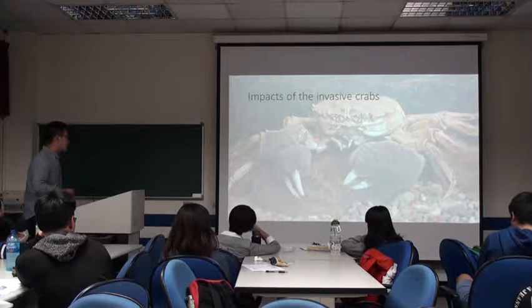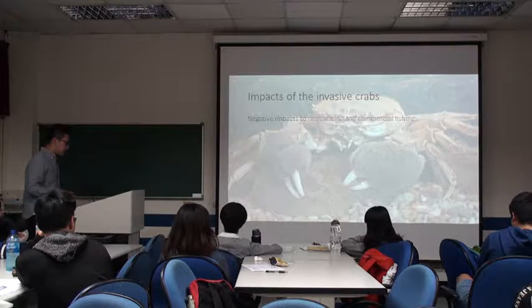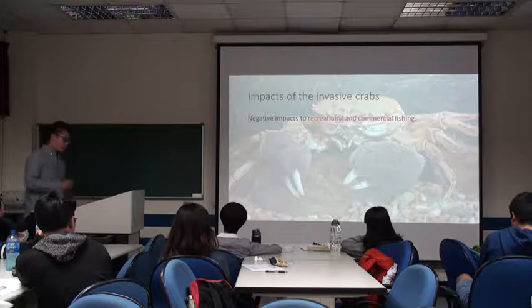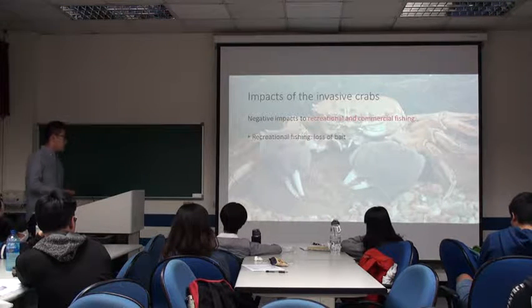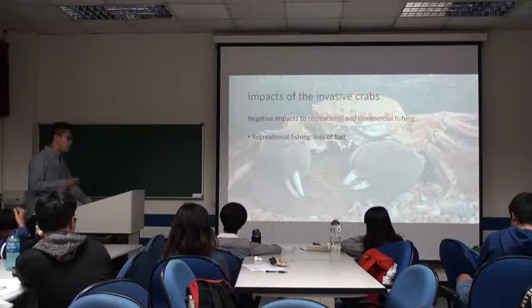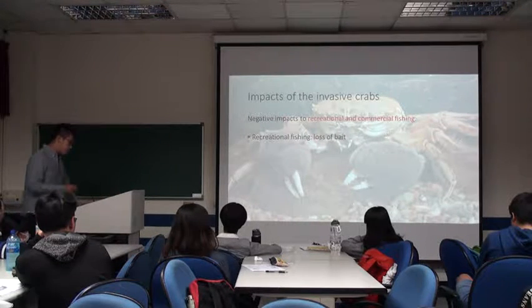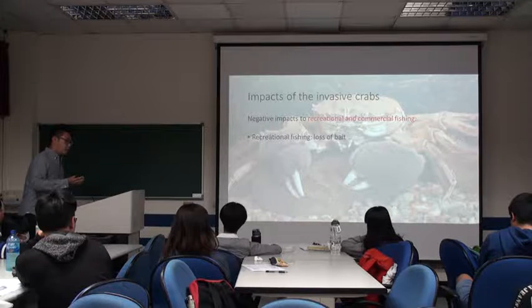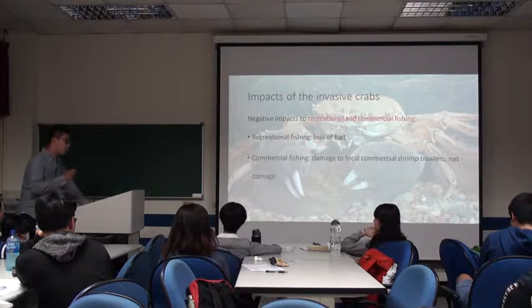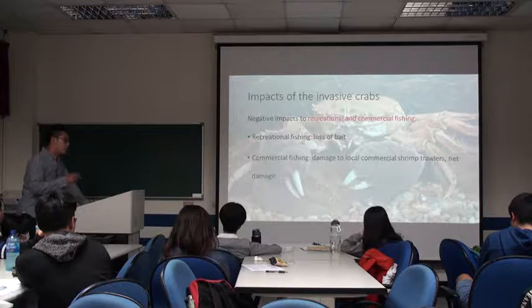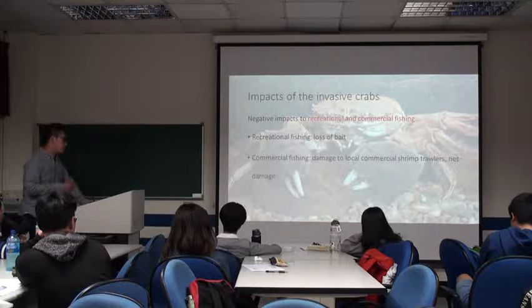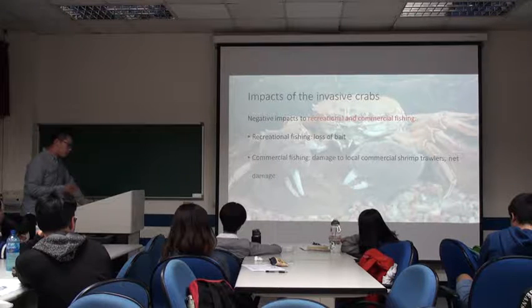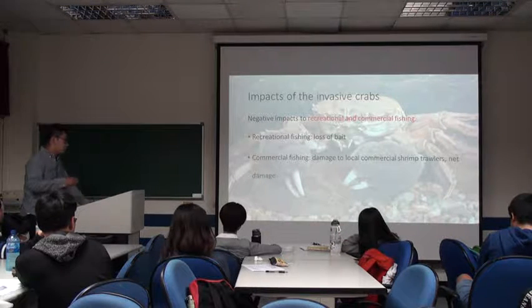Then I will talk about the impacts of the invasive crabs. They will bring negative impacts to recreational and commercial fishing. What is recreational fishing? It means people fish for fun. The crab will cause loss of bait. When people drop a bait in the sea, they hope to get a fish, but the crab will take away your bait, which makes people sad. Commercial fishing means people fish for money, and the crabs will damage the local commercial shrimp trawls and cause net damage.